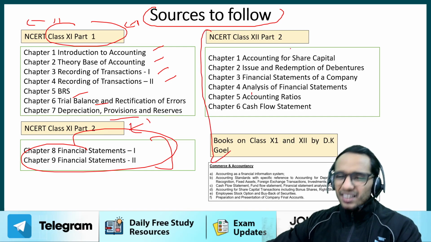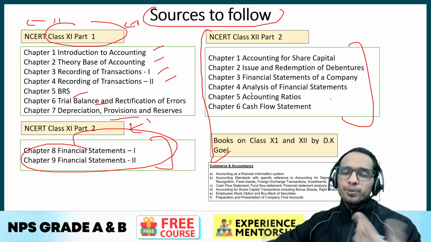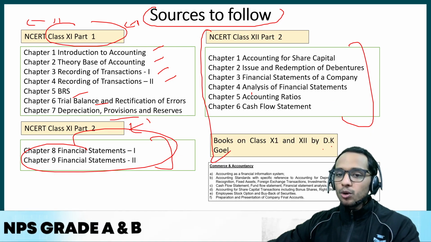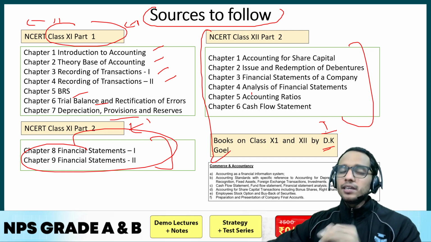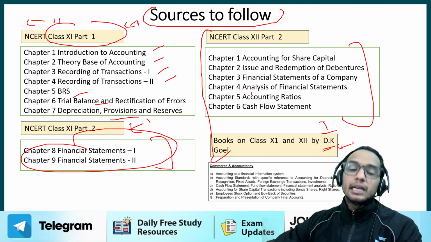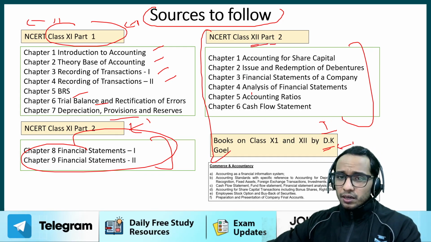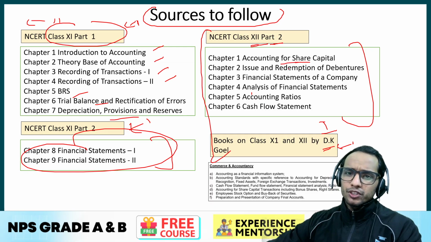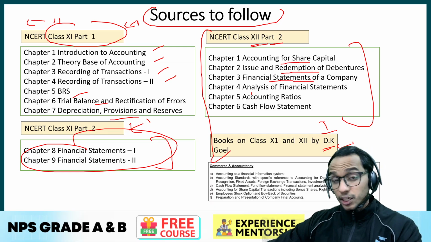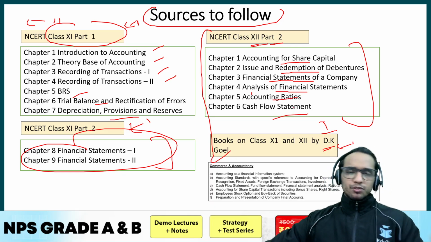And if you are finding NCERT a little bit difficult to comprehend, then you can choose to go with the DK Goel book as well, right? It is a detailed book and the syllabus is the same, but it's a bit more detailed than the NCERT, right? In the class 12th part 2, you would have accounting for share capital, redemption of debentures, financial statement of a company, and analysis of financial statement, accounting ratio, and cash flow statement, right?